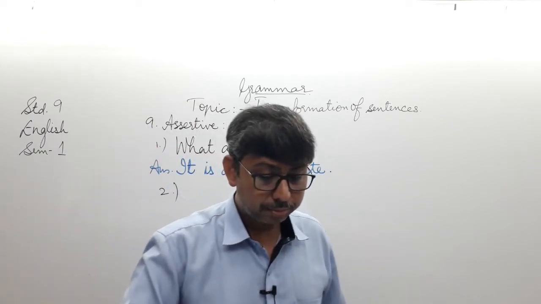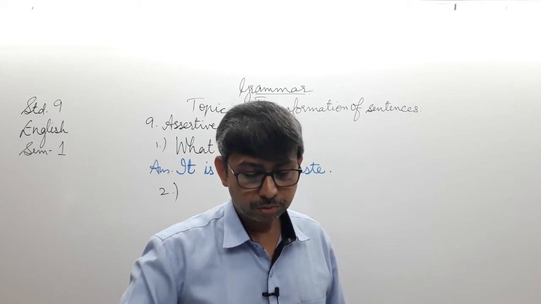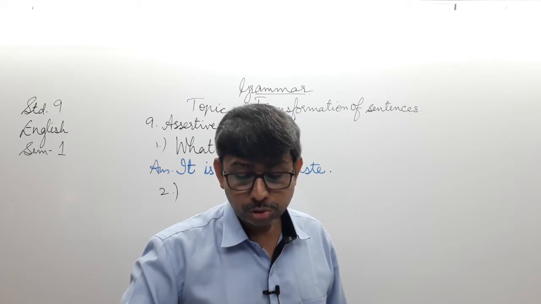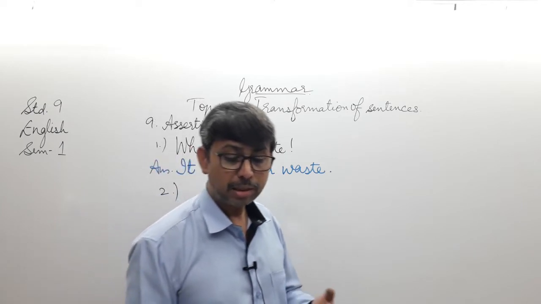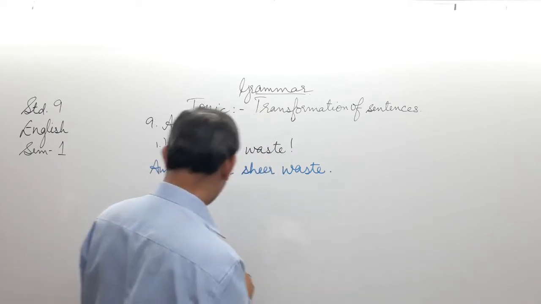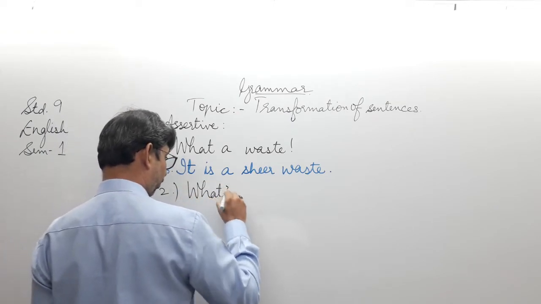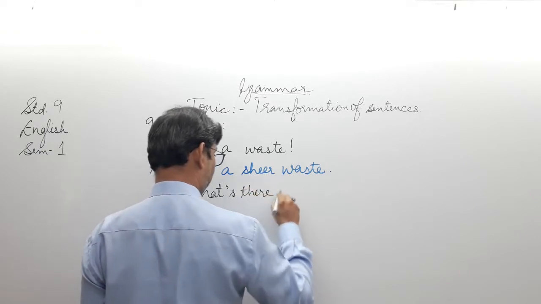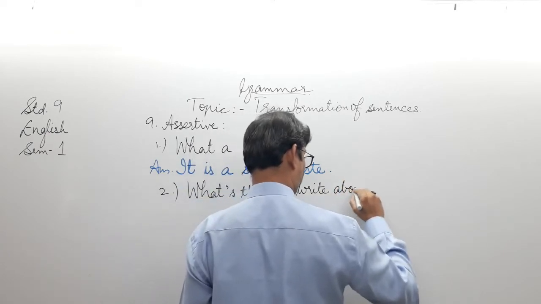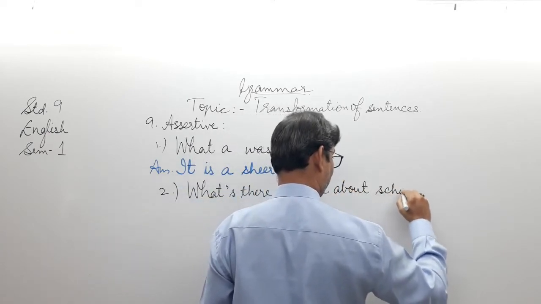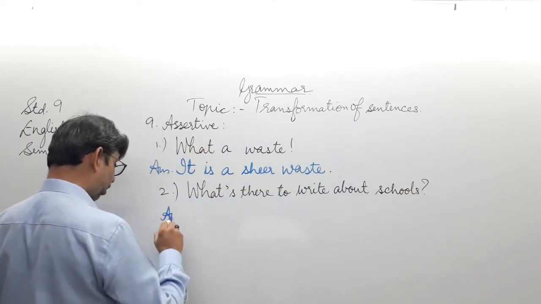Next example to practice, an interrogative sentence. What's there to write about schools? This was a textual sentence. We'll change it into a declarative form. Let's write the question first. What's there to write about schools? Margie said so. So she was asking a question, what's there to write about schools?